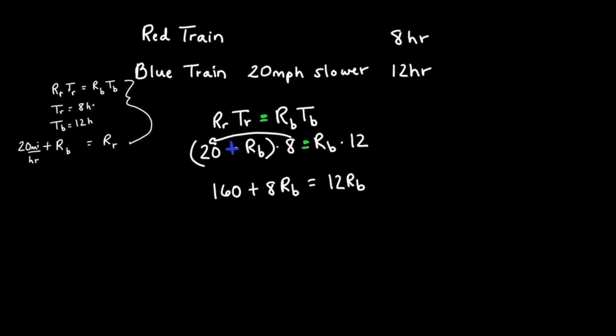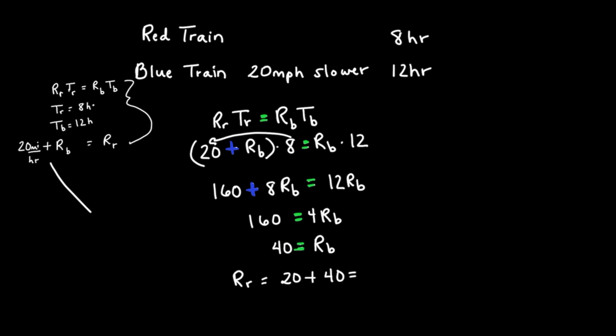When we combine like terms to isolate that RB, we're going to subtract 8 RB from both sides, and we end up with 4 RB on that right side of the equation. And we just bring that 160 straight down. To isolate RB further, we are going to divide both sides by 4. And so we have 40 equals RB. And that's our rate for the blue train.